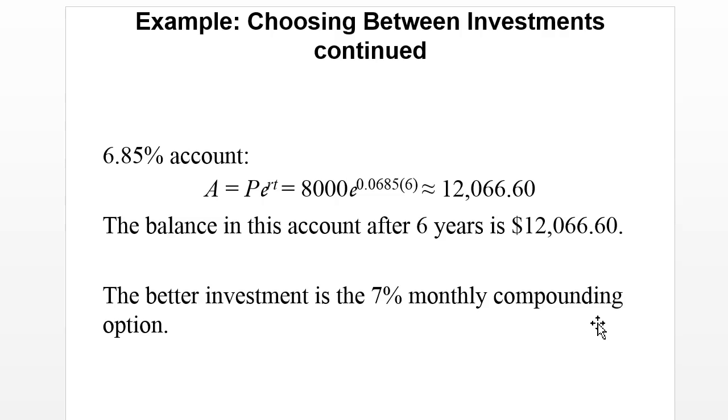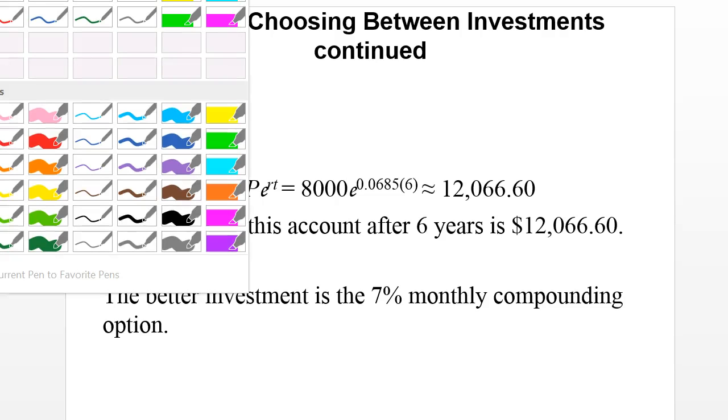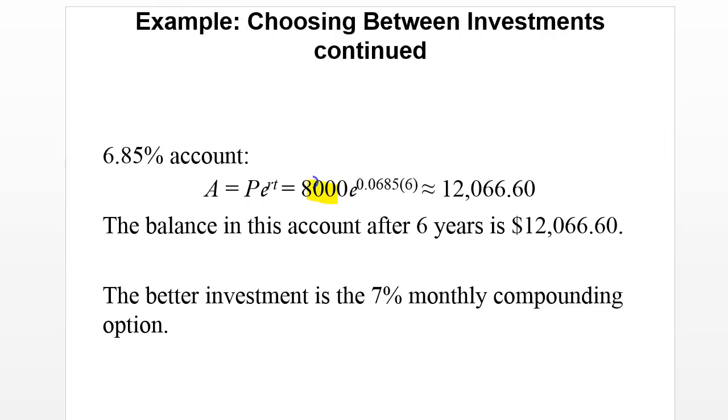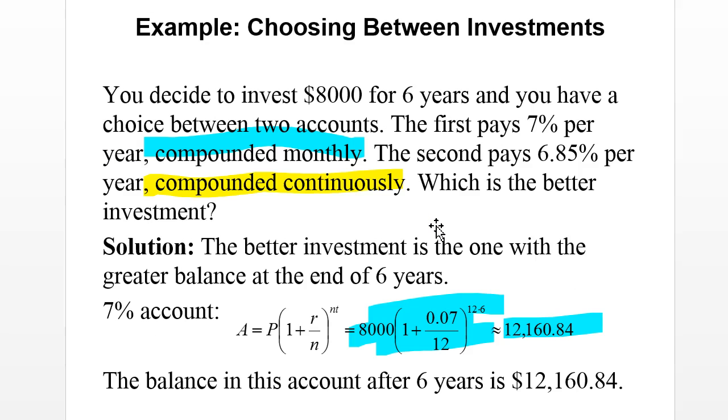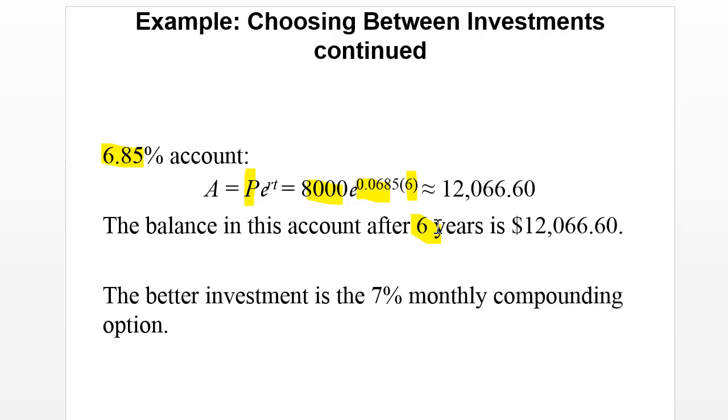So P E to the R T. So there's P, that was the principal, and then E is a number. Right, R is the rate written as a decimal. So that's 6.85%, and then T was the time measured in years, so 6 years. Okay, and we see we get $12,066.60. The other account we got $12,160.84. So it gave us a little bit more.